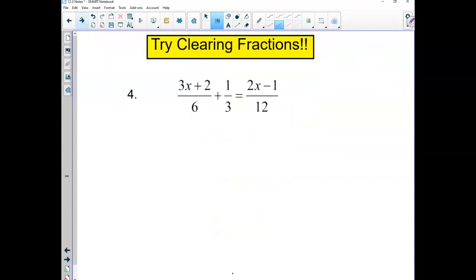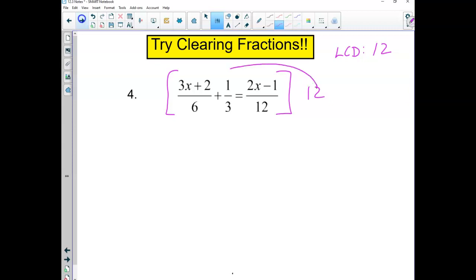So we're going to move on here. Let's try to clear these fractions. Well, what is my least common denominator between 6, 3, and 12? I think it's 12. I do not have any restrictions that I need to see here. So I'm going to multiply everything times 12. I'm going to do this once shortly, and then I'm going to do it the easy way.